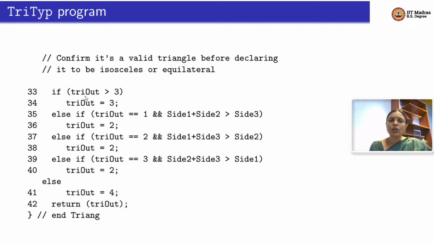Now it says if tryout is greater than 3, reset it to 3, otherwise you check whether tryout equal to 1 and if side 1 plus side 2 is greater than side 3, then you say it's isosceles, else if tryout equal to 2 and side 1 plus side 3 is greater than side 2, then you say it's isosceles again. Or if tryout equal to 3 and side 1 plus side 2 plus side 3 is greater than side 1, then you set it to 2, which is isosceles again, otherwise you say it's not a valid triangle.